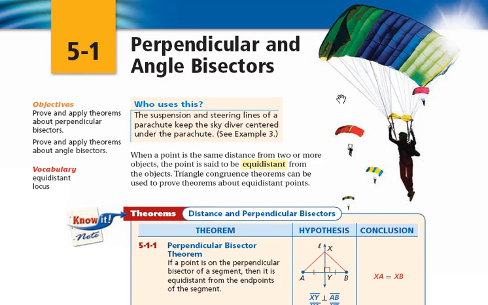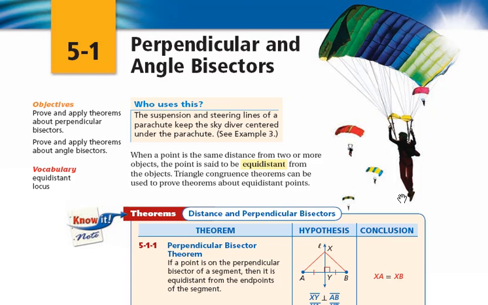This is Mr. Wilford, and we are starting Chapter 5 here today. And I just wanted to go over Chapter 5, Section 1 with you. Perpendicular and angle bisectors. There's a few terms here in this section, and so I'll talk about those a little bit, as well as a couple of theorems.